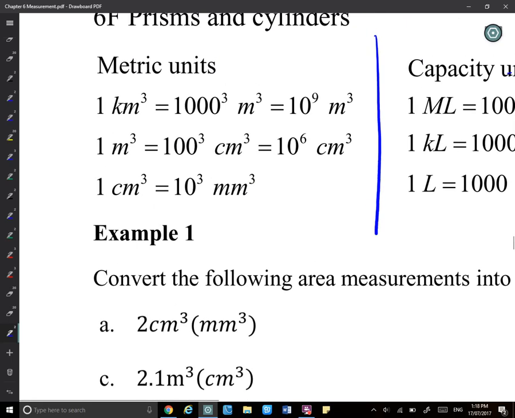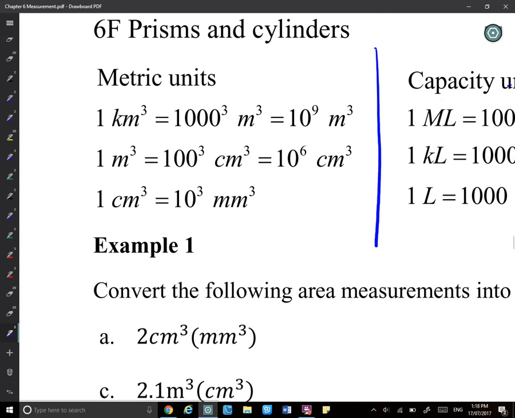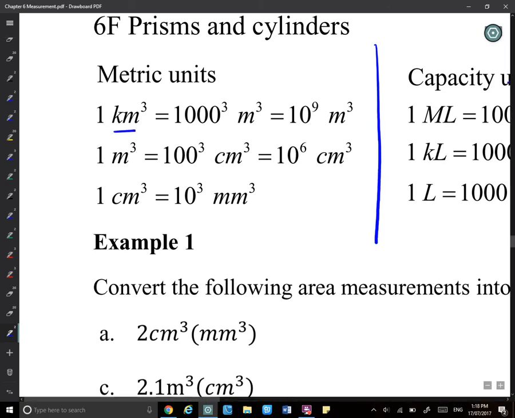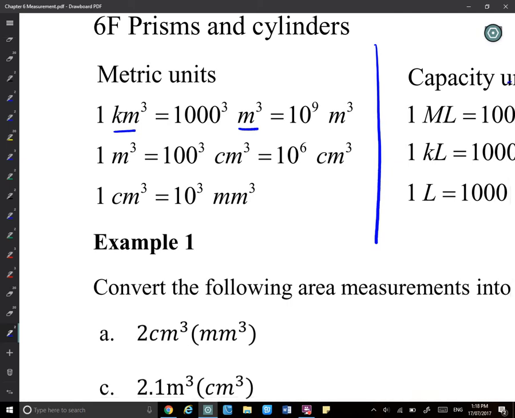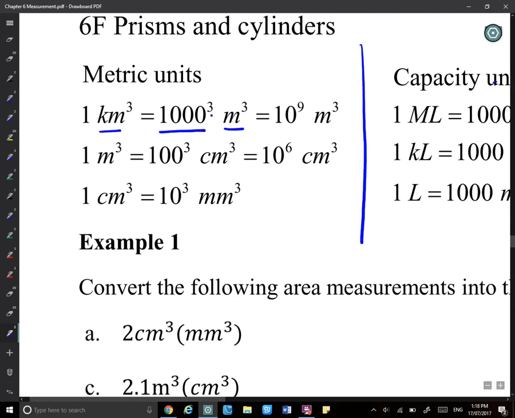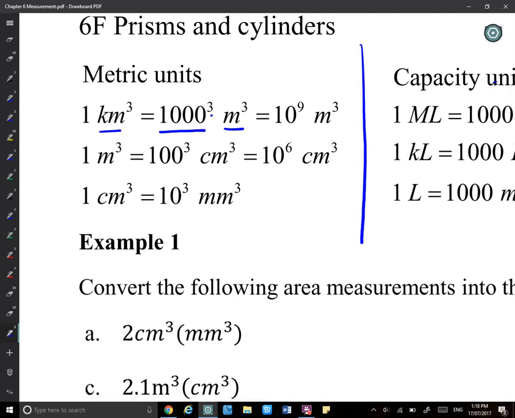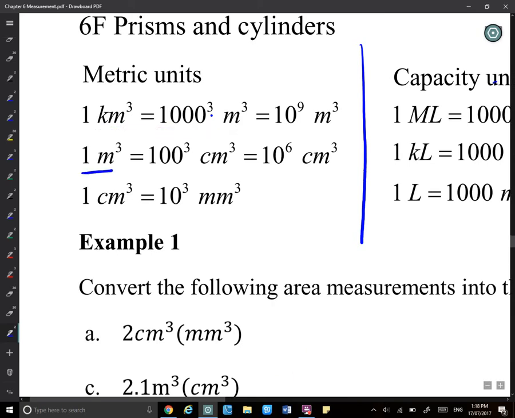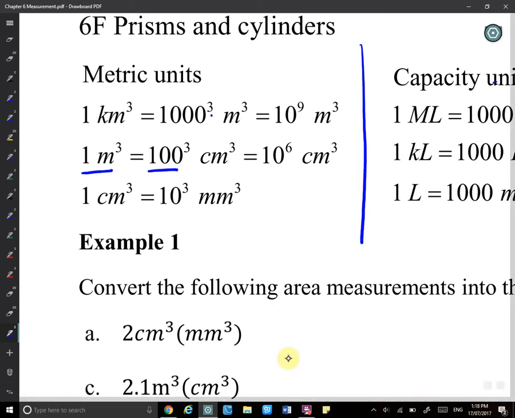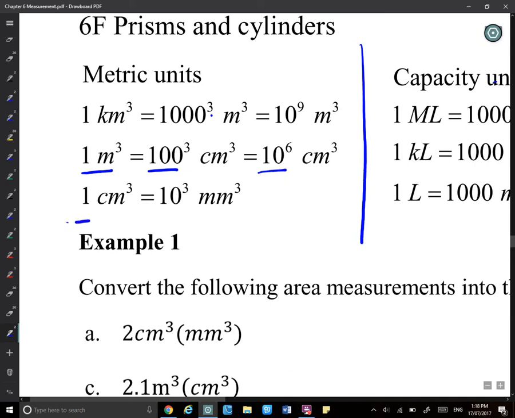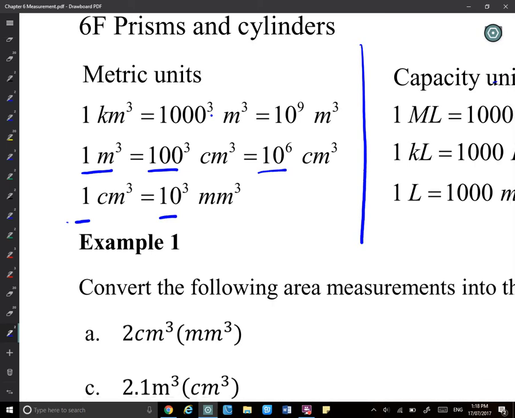For the left-hand side, it's very easy to think about. You have kilometer cubed, convert to meter cubed. 1 kilometer equals 1,000 meters, so it's 1,000 to the power of 3. That's 10 to the power of 9. Same as this one, 1 meter cubed. 1 meter is 100 centimeters, and then you cube it. That will be 10 to the power of 6. 1 centimeter is the same as 10 millimeters, and it's 10 to the power of 3. Then 1 centimeter cubed is 10 to the power of 3 millimeters cubed. That's how you convert between those. It's the same as when you were taught how to do the area ones.